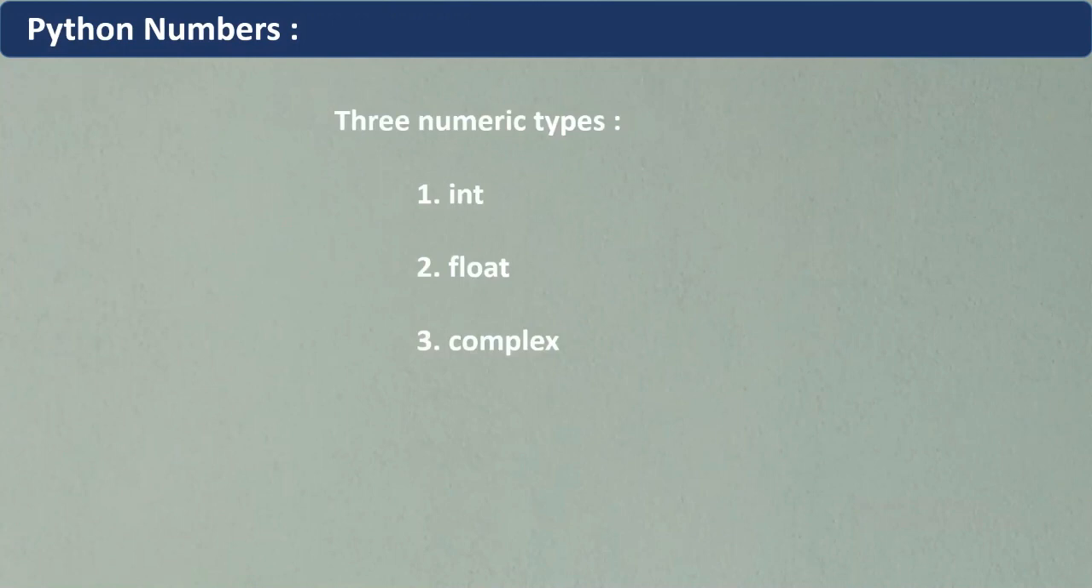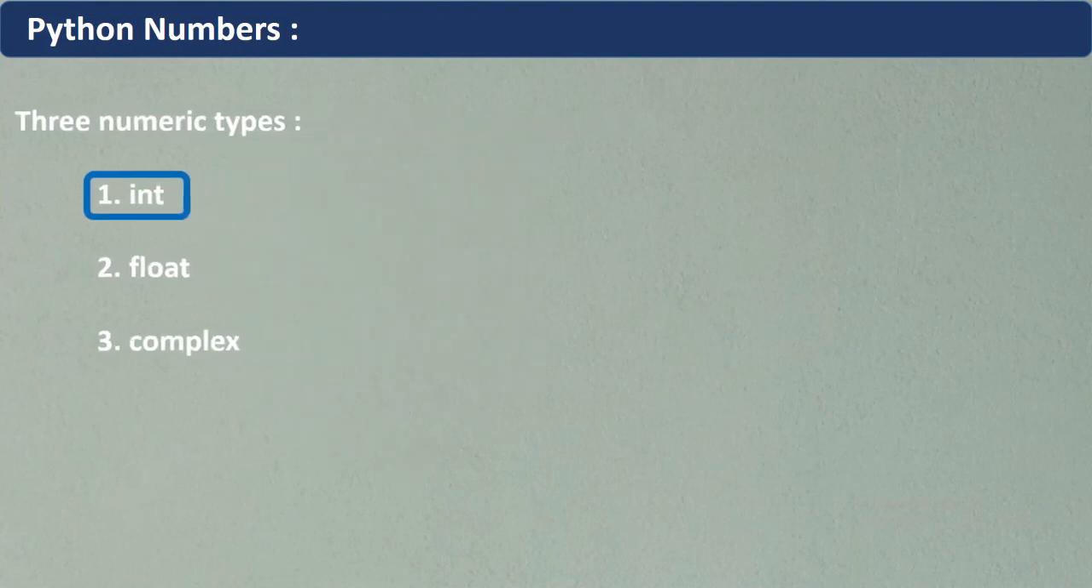Of course, if you already know other programming languages, knowing about int and float is not a new thing in Python. It is the same as other programming languages. The only thing is the complex one. So let us quickly see these three data types under numeric type. The first one is integer. For what purpose are we using integer?